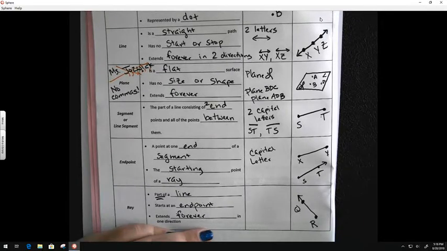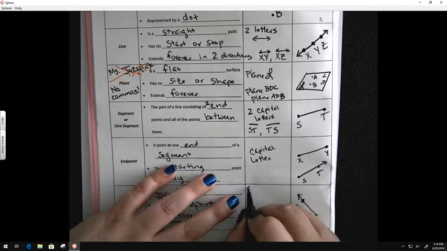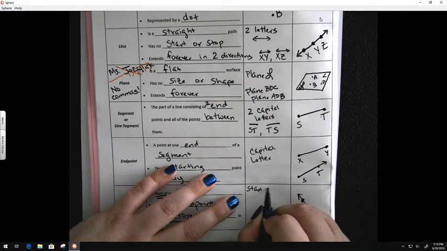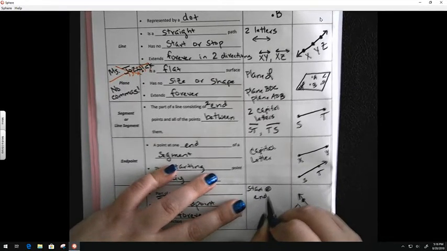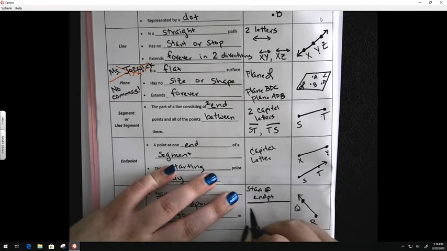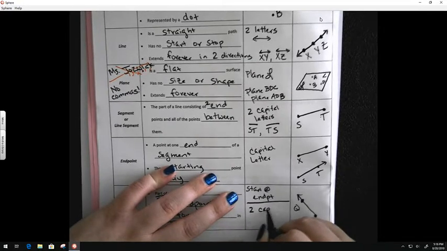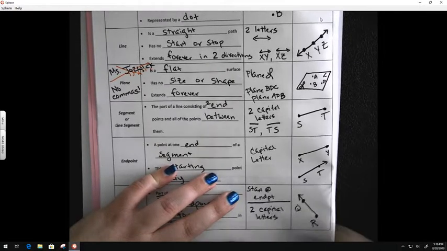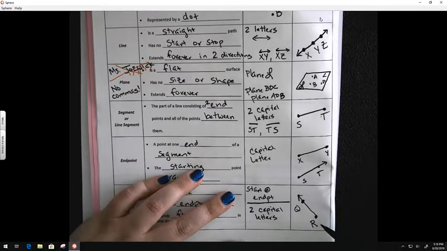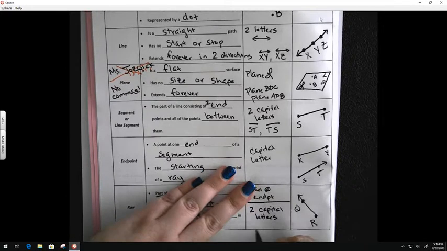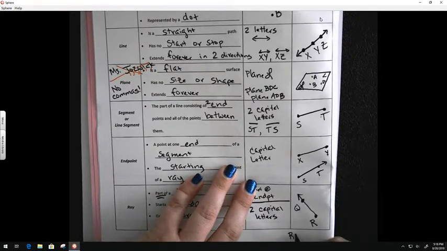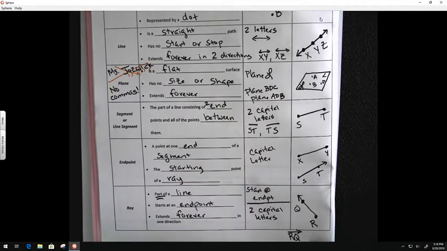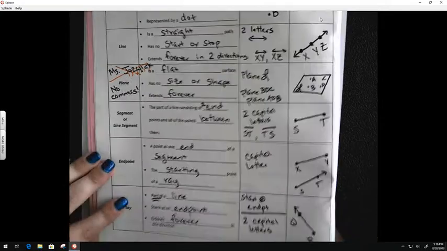So to name this one, we have to start at the endpoint. So start at the endpoint, and we need 2 capital letters. So for this one, my endpoint is R, and it goes towards Q. So the name of this ray would be ray RQ. And to show it's a ray, we actually put a line with 1 arrow above it. Okay, so this should all be a review still.